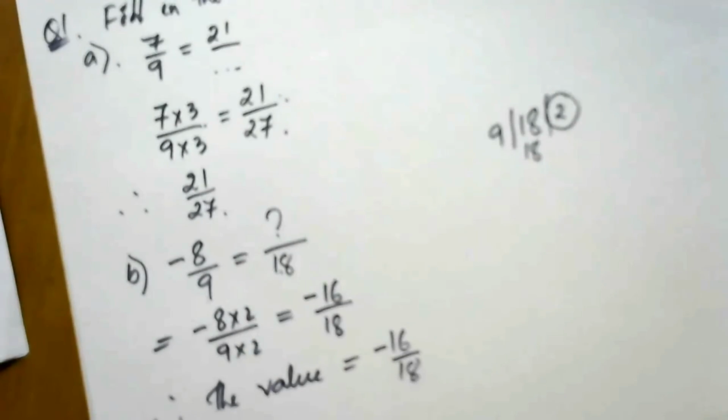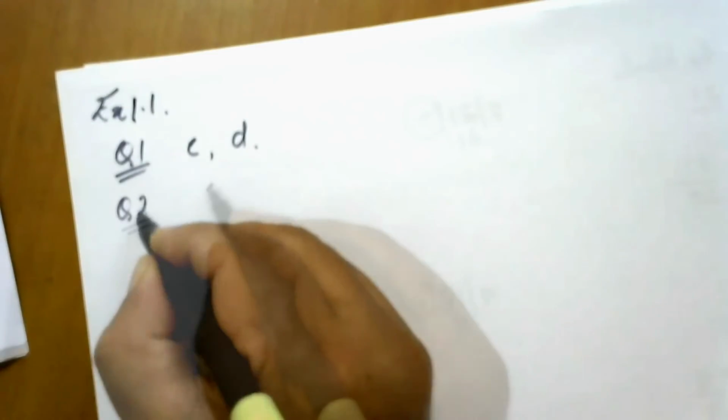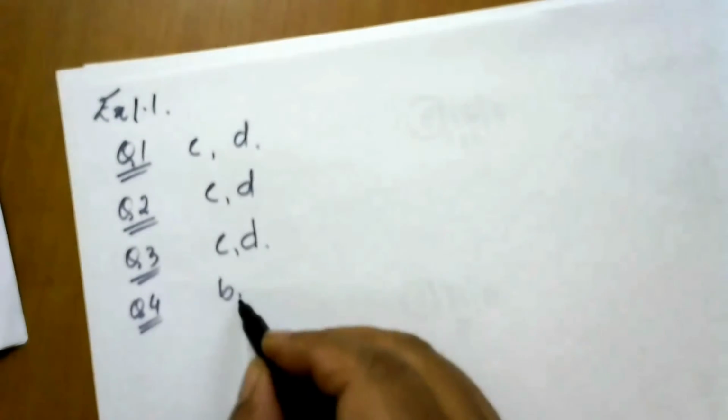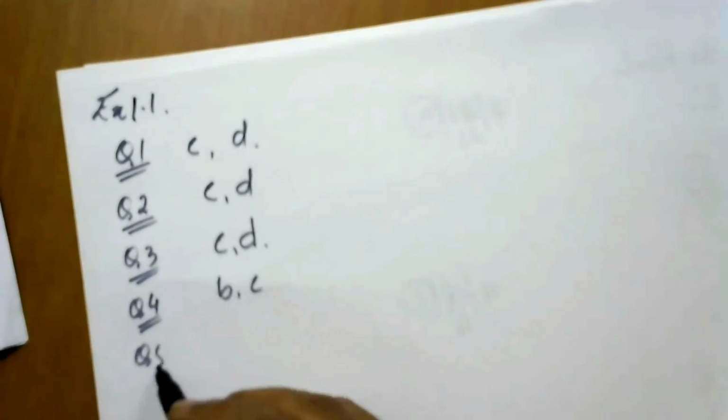For your assignment, try to solve Exercise 1.1, question number 1, C and D. Question number 2, C and D. Question number 3, C and D. Question number 4, B and C. Question number 5, B and C. Question number 6, B and C.